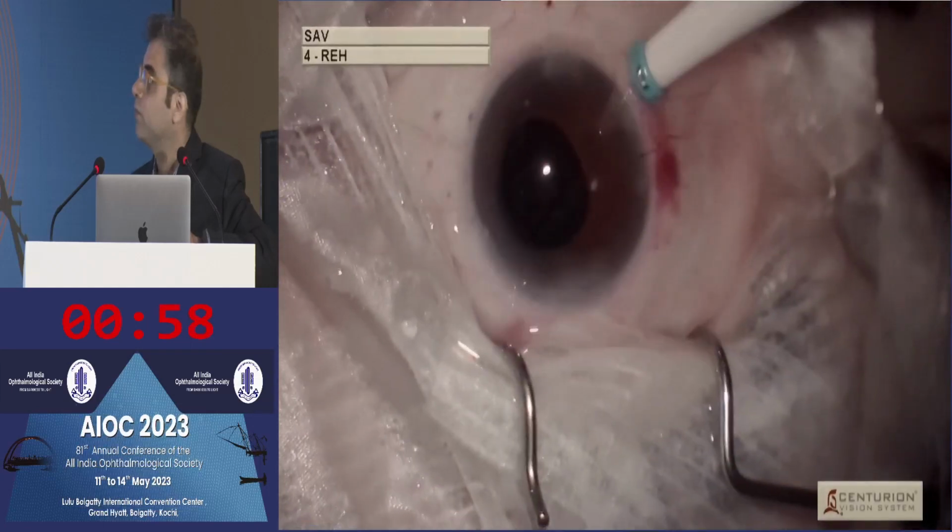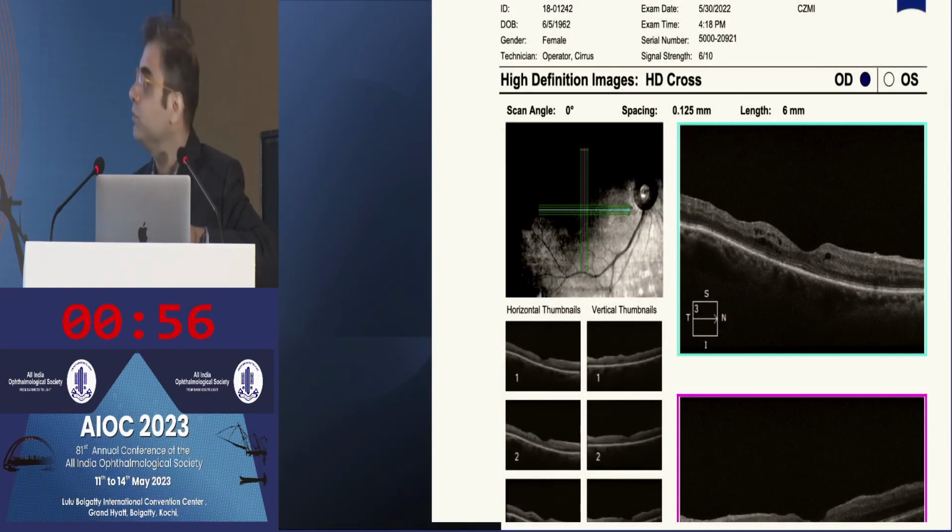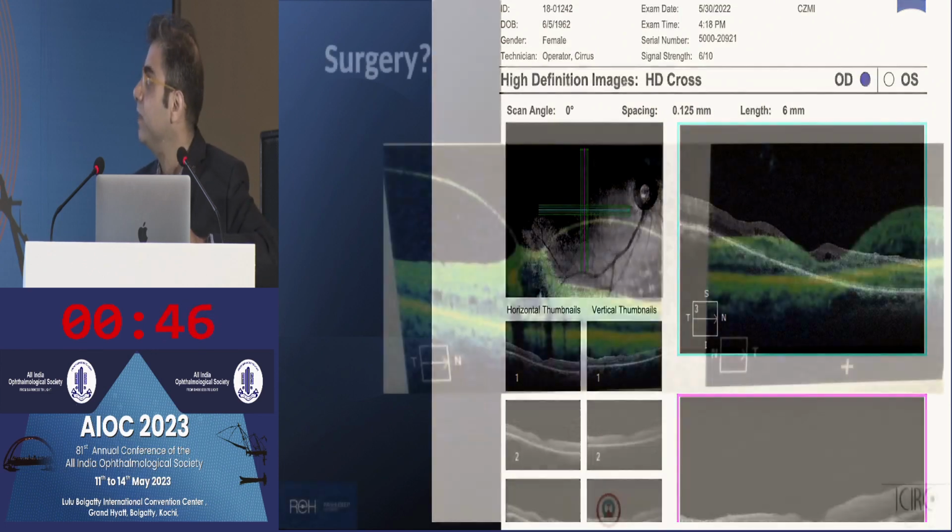Okay, so after that, we were very thrilled to see that we got a near total resolution of the vitreomacular traction and near total resolution of the diabetic macular edema and the VMT.